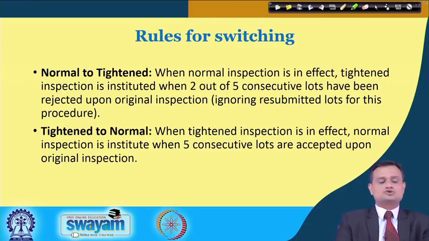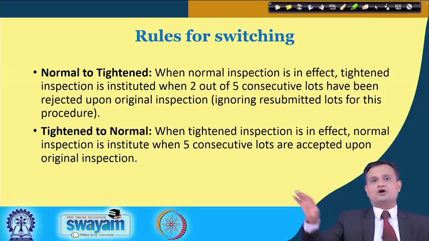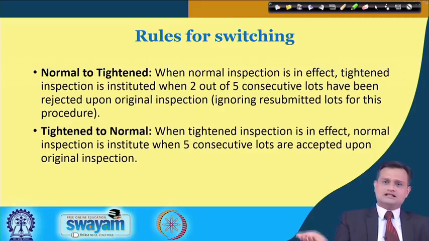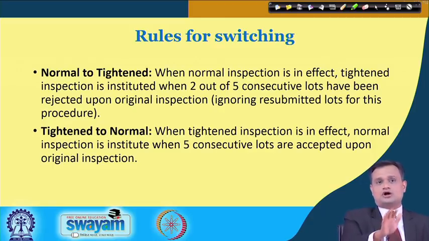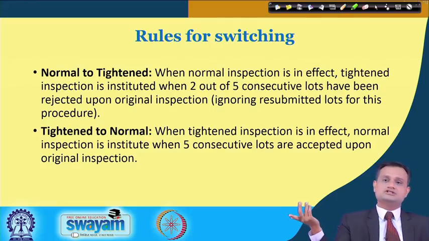Let us say I want to switch from normal to tightened inspection. So the condition is that when normal inspection is in effect, tightened inspection is instituted when 2 out of 5 consecutive lots have been rejected. So you get an idea that there is some problem with the lot quality and you switch over to the tightened. Now the other way around is also possible, tightened to normal. Normal inspection is instituted when 5 consecutive lots are accepted upon the original inspection.